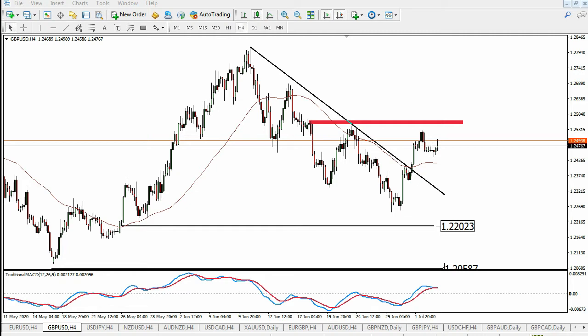The next move of Pound USD: I still see some bearish moves because of the recent breakout of a trend. The price may test this level or this trend line before going upwards. So my overall view about the Pound USD is an upside move, but I'm waiting for a pullback before going upward.